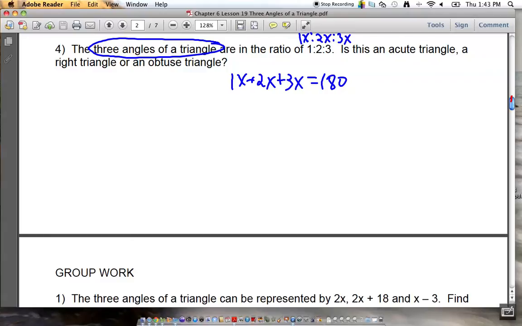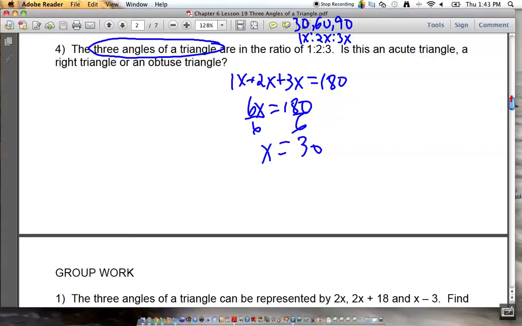Okay. Same side, opposite side. Same side. So 1x plus 2x plus 3x adds up to? 6x's. Very good. Equals 180 divided by 6. X is 30. But that means that this angle's 1 times 30 is 30. This guy's 2 times 30, which is 60. And this guy's 3 times 30, which is 90.